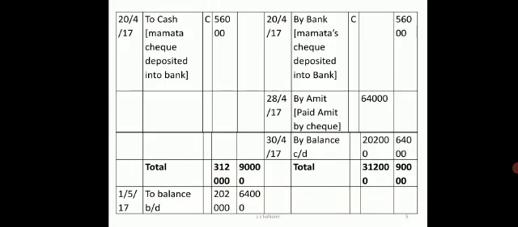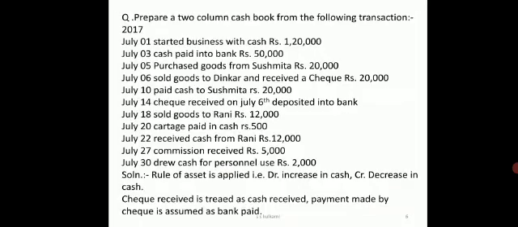Now we'll see one more problem on 2-column cash book. Now we are having one more problem. 2-column cash book we have to prepare, and transactions are given. So you are starting business with cash 1,20,000. Cash paid into bank 50,000, purchased of goods from Shushmita, it is 20,000.